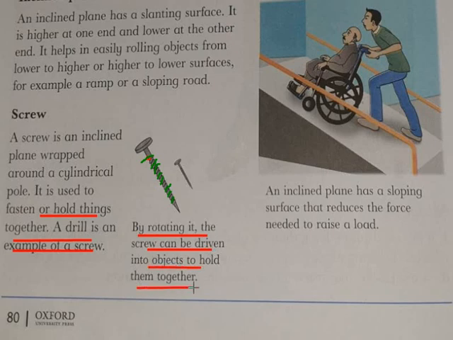We know that if we are rotating, the screw will go inside the wood or the log or anything, and it is going to hold together the different things. And now they are talking about the inclined plane. An inclined plane has a sloping surface that reduces the force needed to raise a load. Because of this surface, you can easily reduce the force which is needed to raise a load. If you are standing here and pulling something towards you, it is easy for you because you are using less force, okay?